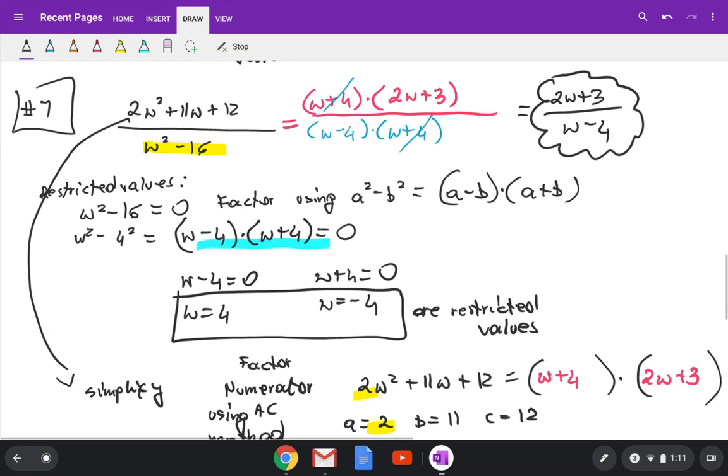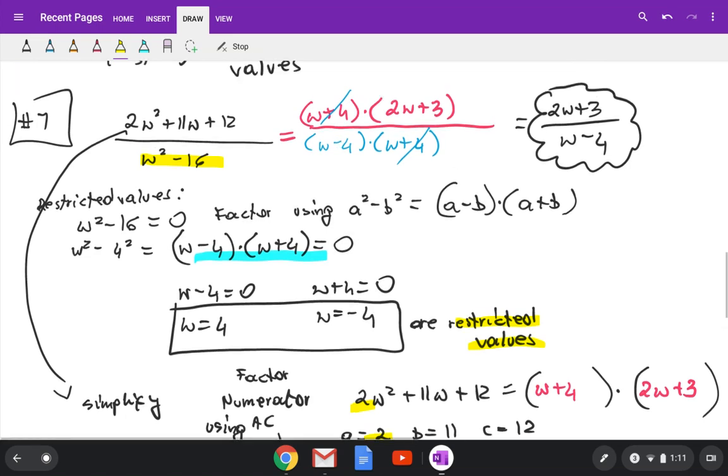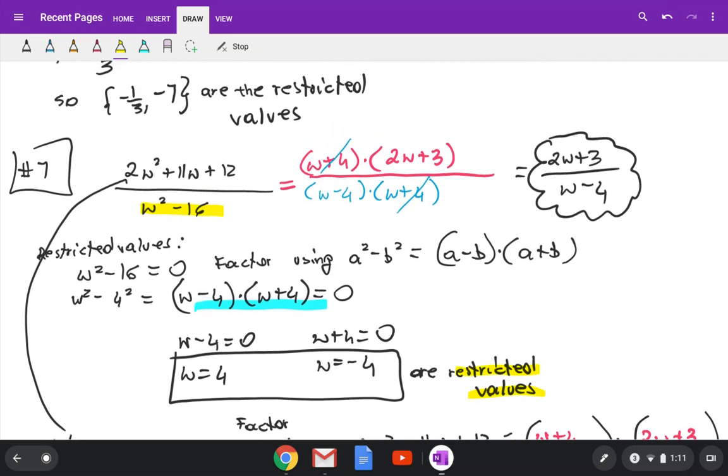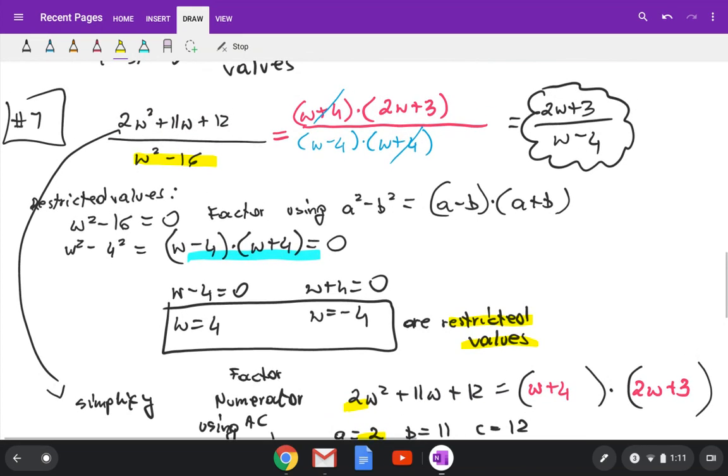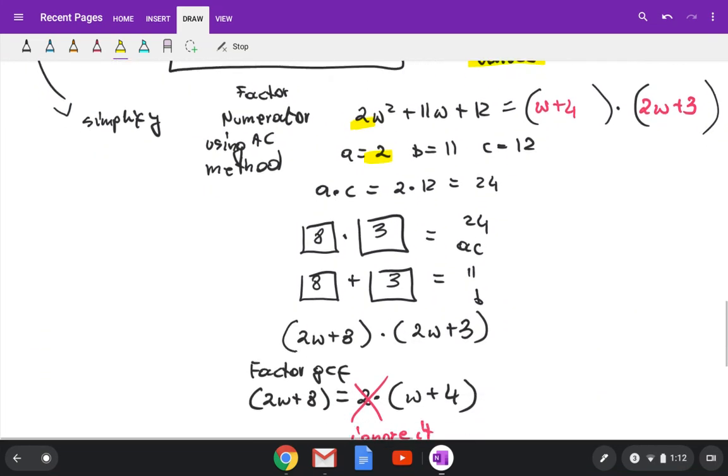Okay, so number 7, they ask you for two things. They ask you to find the restricted value. I took the denominator, I factored the denominator, and I make each factor equal 0, and I end up with two restricted values. And then they want you to simplify this rational expression, which means you need to factor numerator, and you need to factor denominator, and then cancel repeating factors.